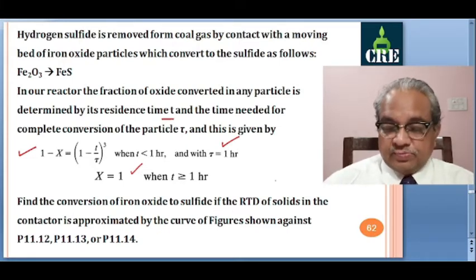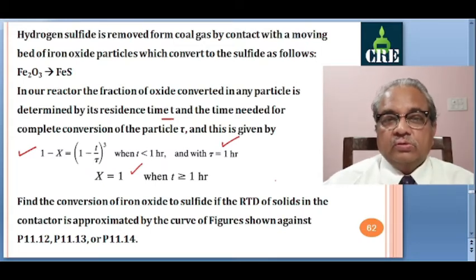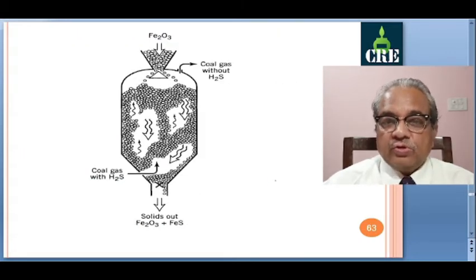shown against these three problems. So different kinds of curves we have to deal with. So this is the setup. Coal gas with hydrogen sulfide enters here, iron oxide entering here, and coal gas without H2S leaves. So you are removing H2S gas, and here you get the solids out.